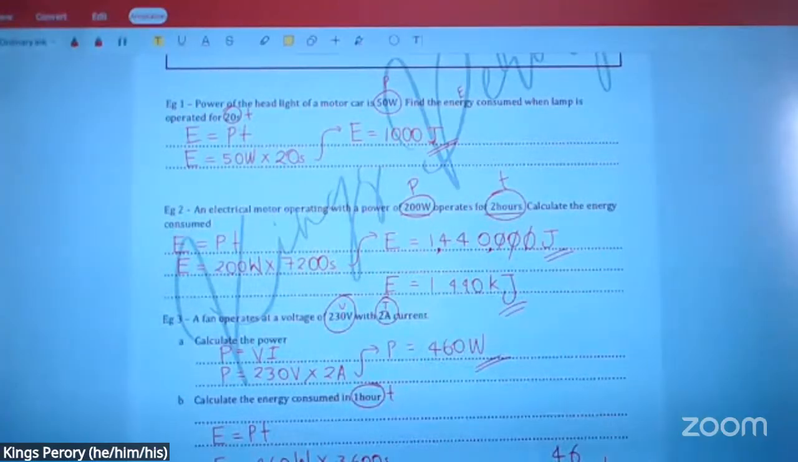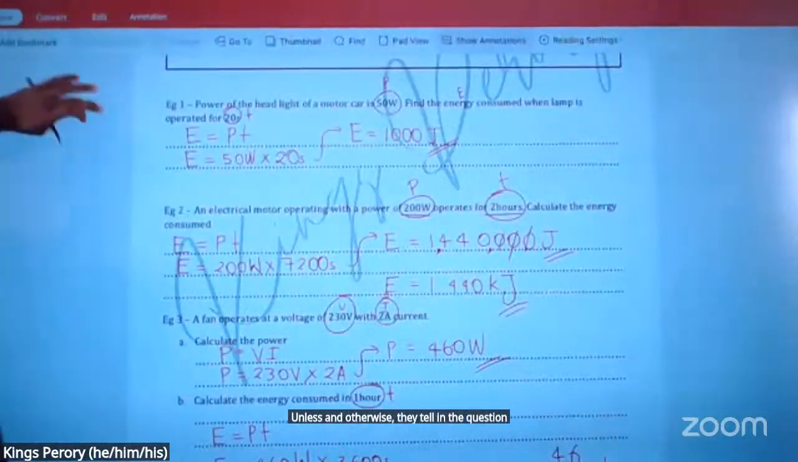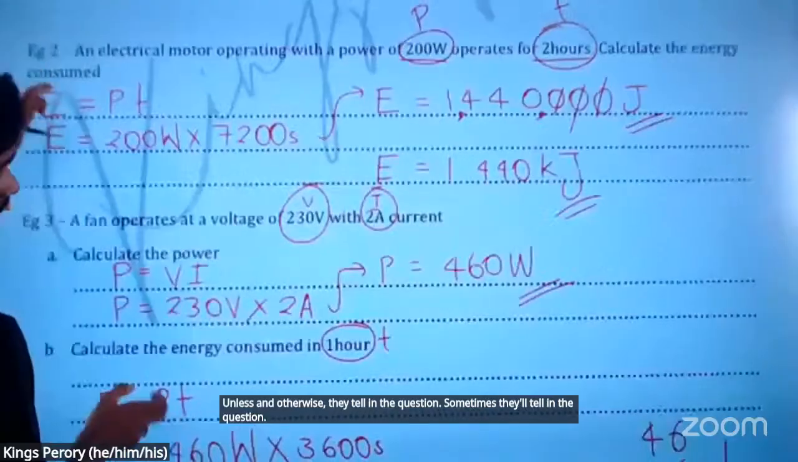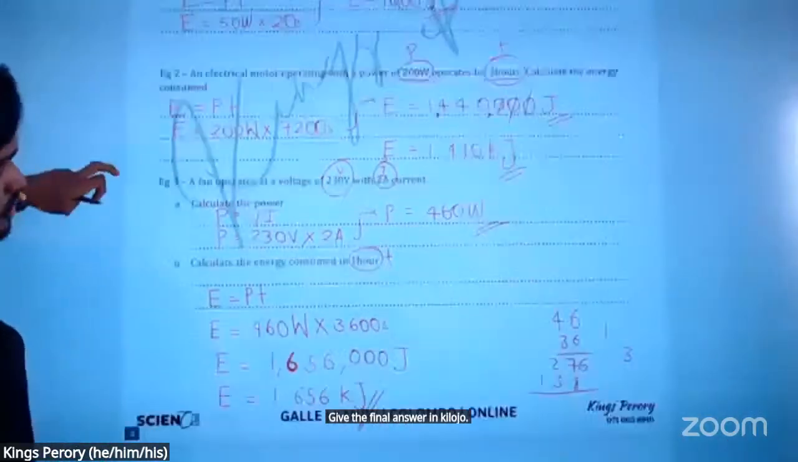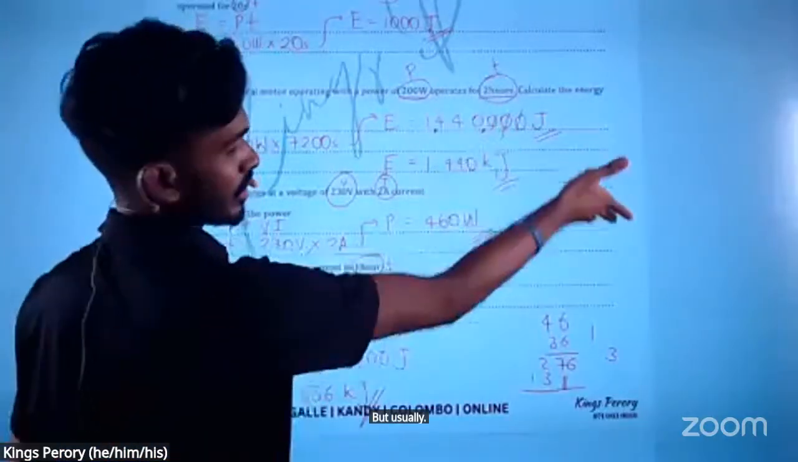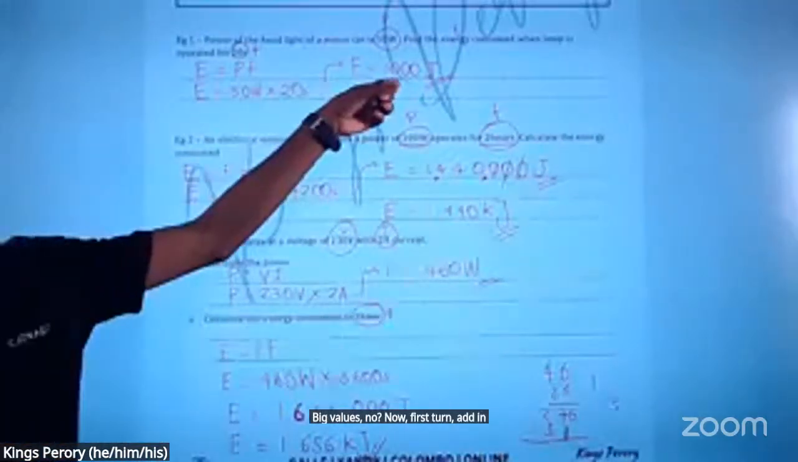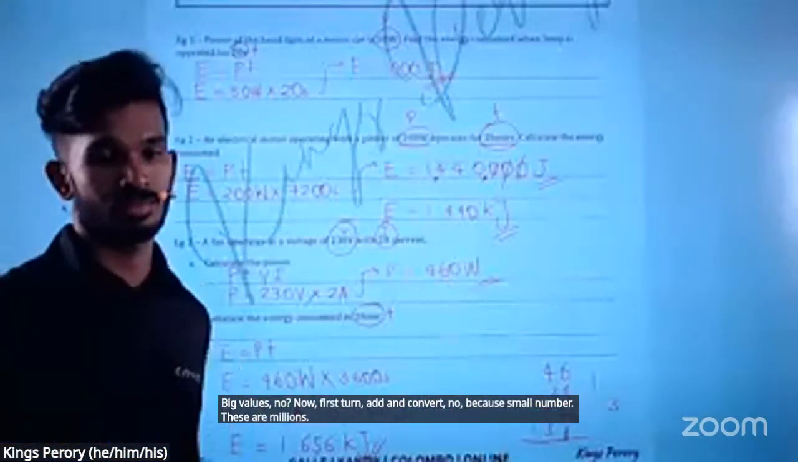Is it a must to convert to kilojoules? No, it's not a must. Unless they tell in the question. Sometimes they'll tell in the question, give the final answer in kilojoules. If so, you convert to kilojoules. Otherwise, no need. But usually for big numbers, it's better to write it in kilojoules. First time I didn't convert because it was a small number. These are millions, so better to convert to kilojoules. So power done, energy done. Next.